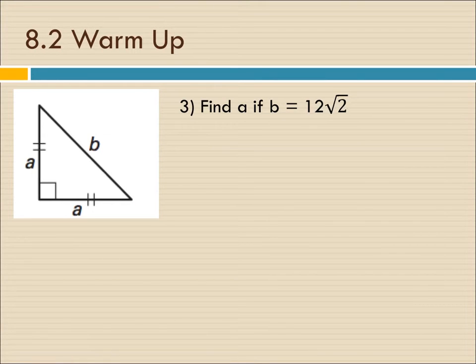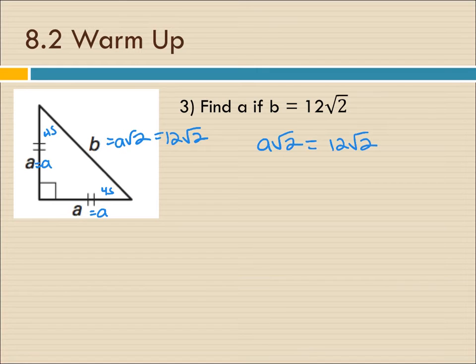All right, this one again, 45, 45, 90. This is my A, this is my A, this is my A root 2. This time they give me this is 12 root 2. So if A root 2 equals 12 root 2, I'm going to divide both sides by root 2. They cancel and I get A is 12, which means both of the other sides are 12.